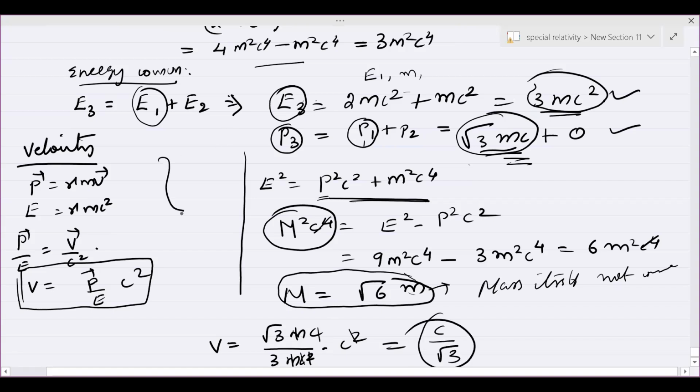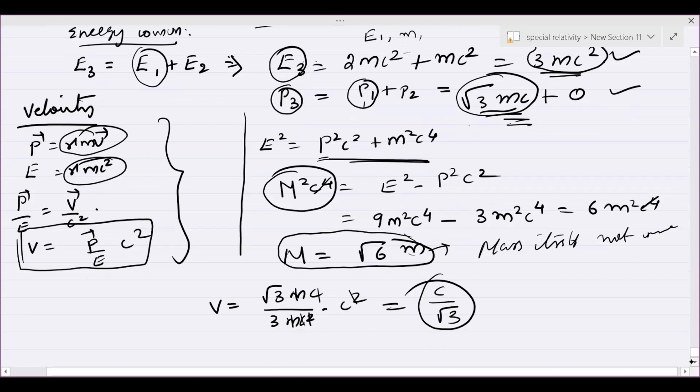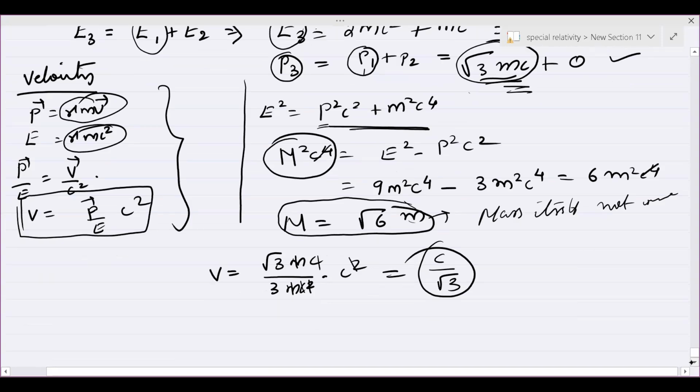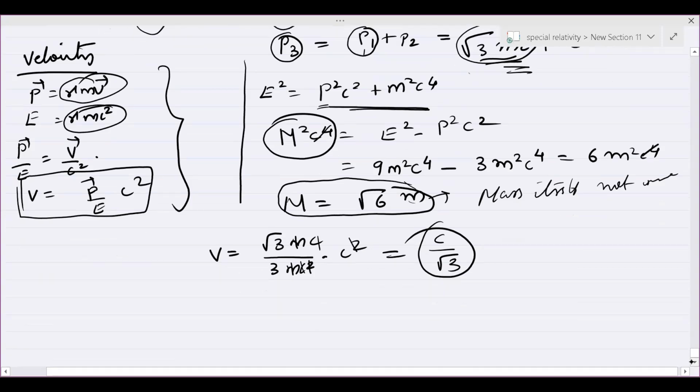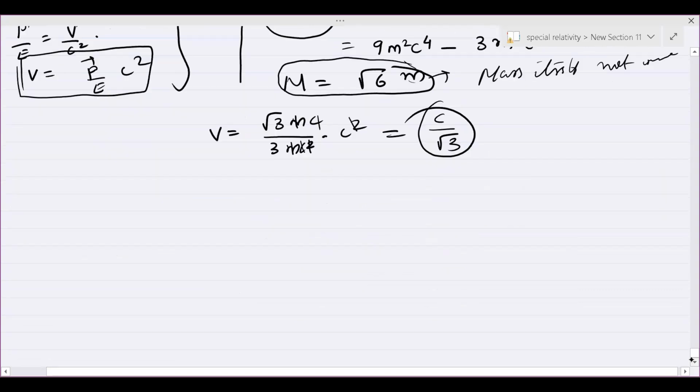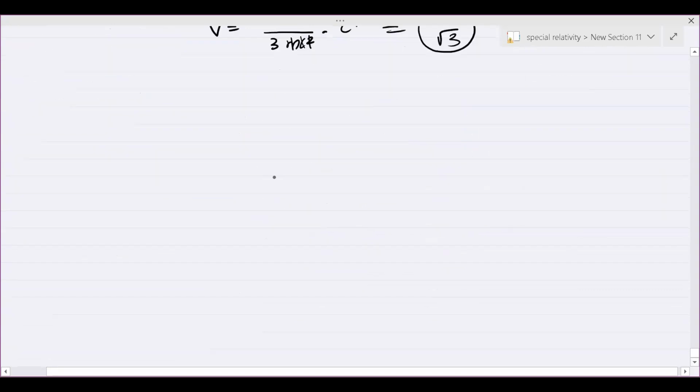So we did it in an easy way after calculating the momentum and the energy. If the momentum and energy are given for a relativistic particle, you don't have to look anywhere else. You just divide them. Divide the momentum by the energy, and then you can find the velocity easily. So that's a very simple question.